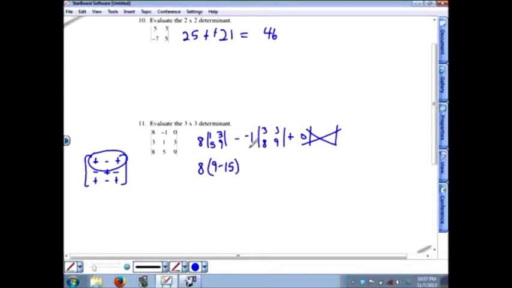Over here, minus negative 1 equals plus 1, and this is 9 times 3, which is 27, minus 24. 27 minus 24. 9 minus 15 is negative 6. It's 8 times negative 6. And then 27 minus 24 is 3. 8 times negative 6 is negative 48. Plus 3 is negative 45.